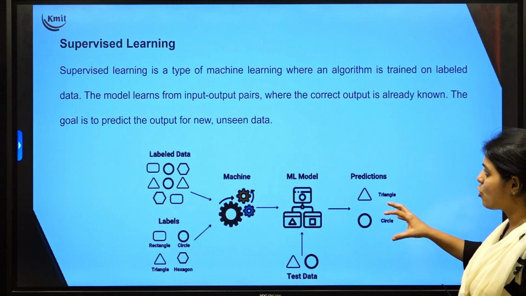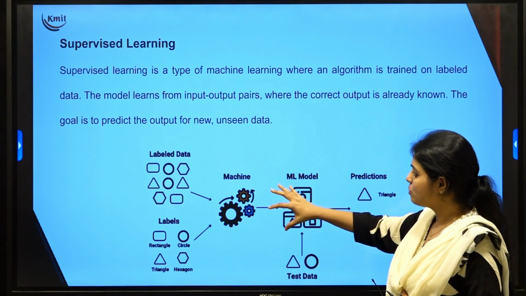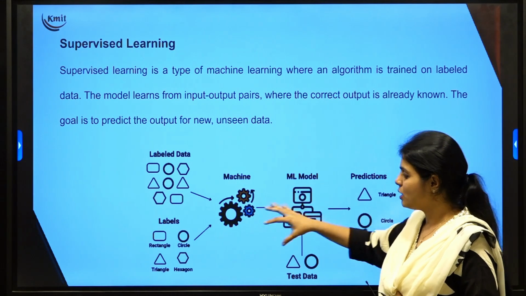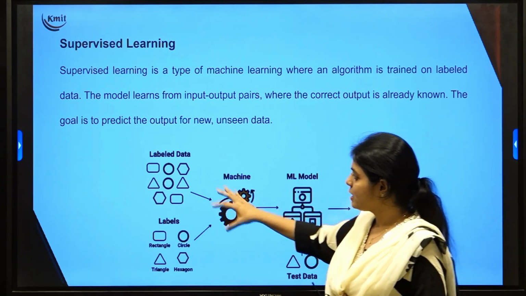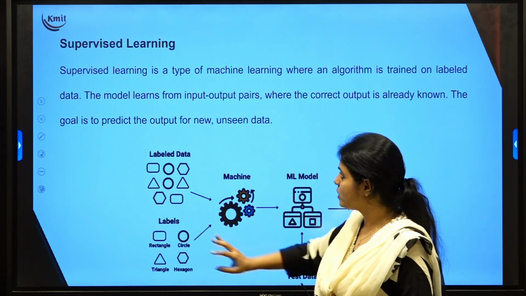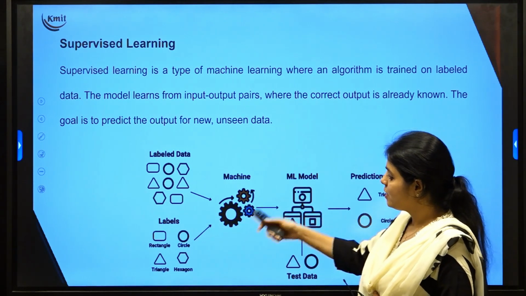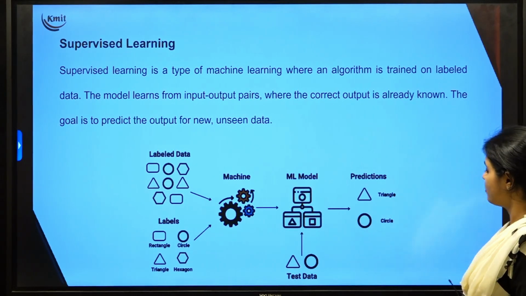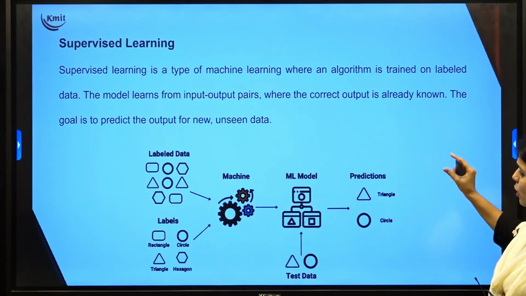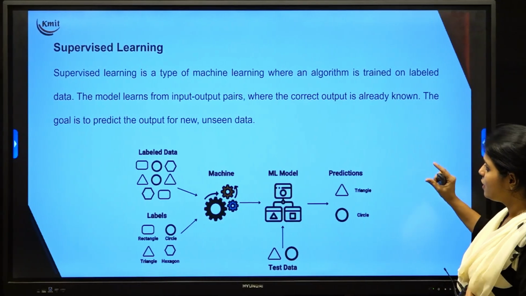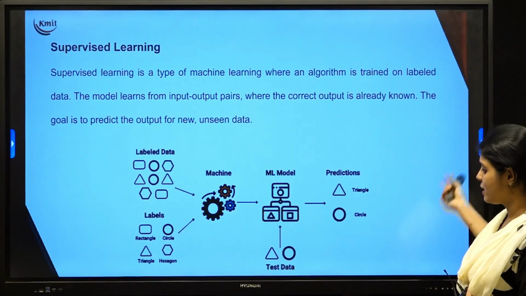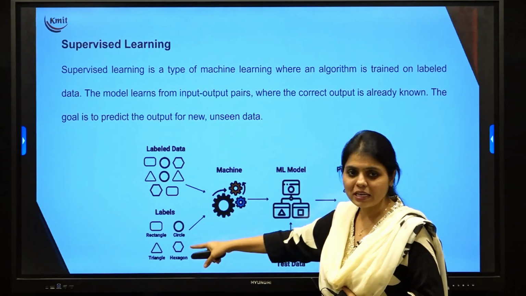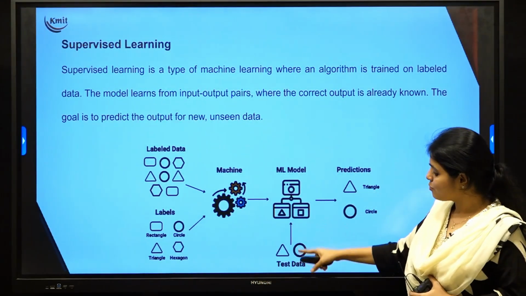So what does the model do? In supervised learning algorithms, the model will learn from these input-output pairs. We already give the machine the input data along with the labels, and the machine will read the shapes and then identify the names of that particular shape. The goal in machine learning is to predict the output for new or unseen data. For example, here I train the model with the existing data and I want to test the model with new data.